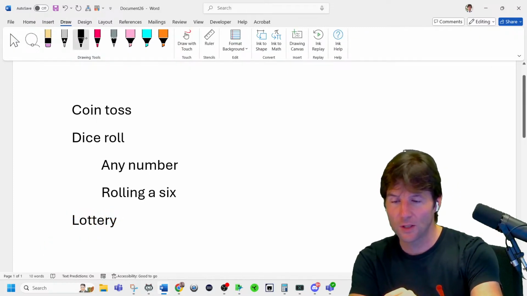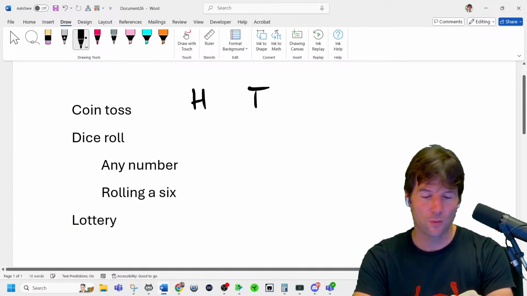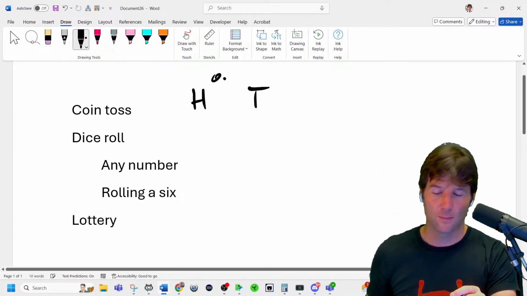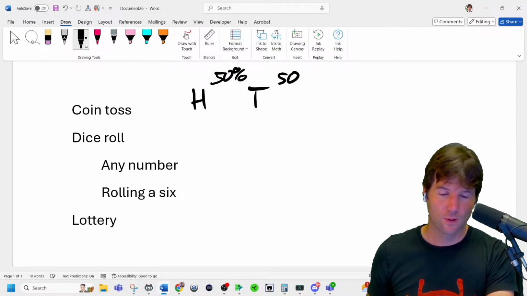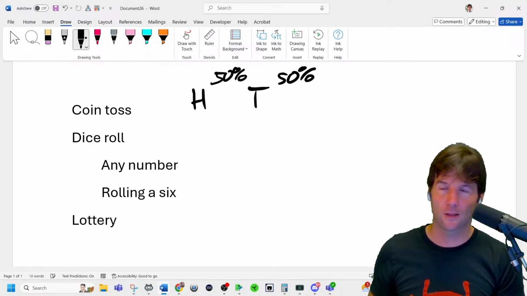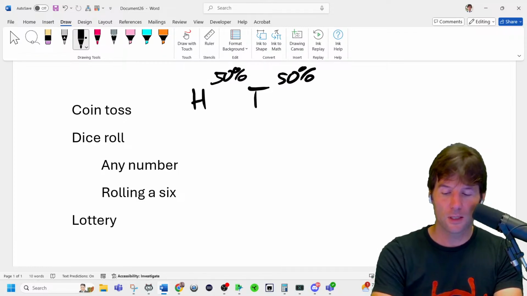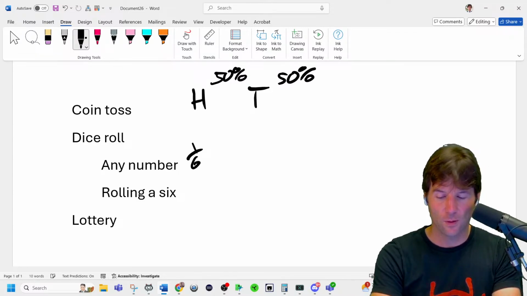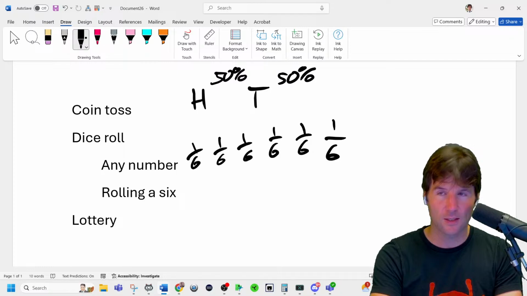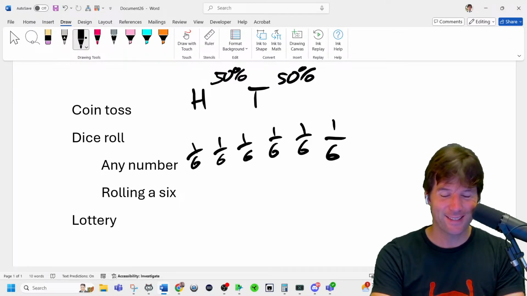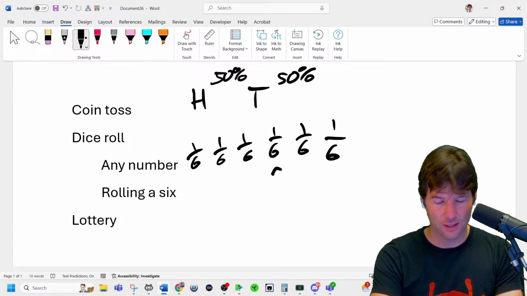A coin toss is going to have heads or tails with a distribution of basically 50-50. So coin tosses are considered, just by the way we usually think of them, as equally likely. And rolling any number on a dice is actually 1/6 for all numbers, every number you get. But rolling a 6 on a dice has a what probability? It's not equally likely to roll a 6 or not a 6.